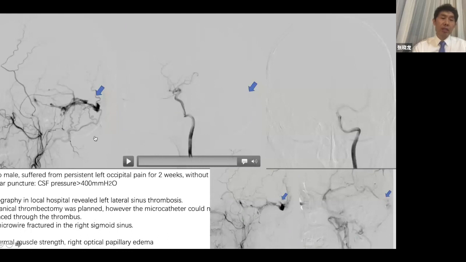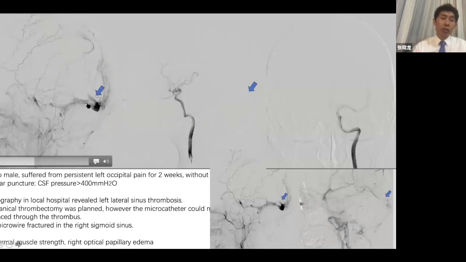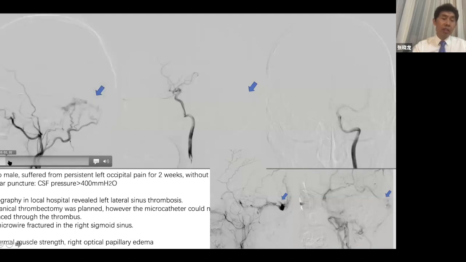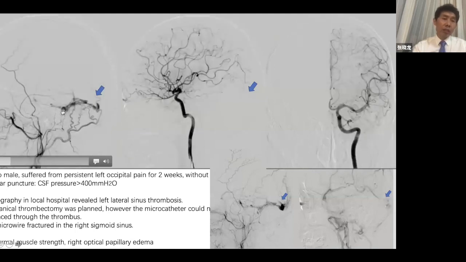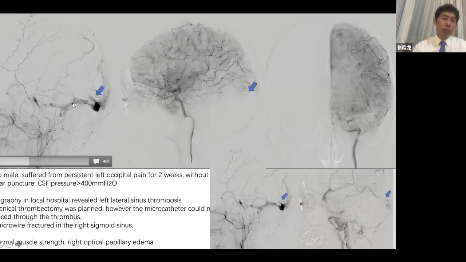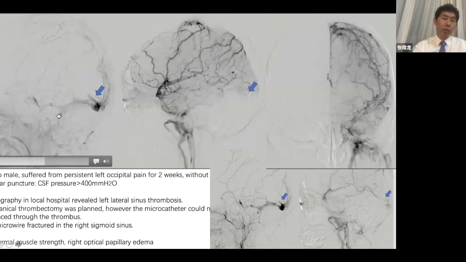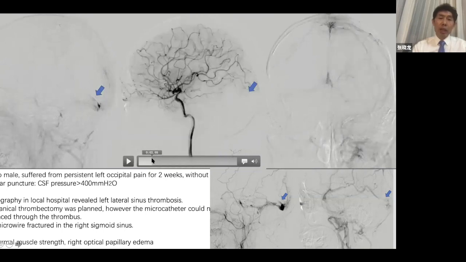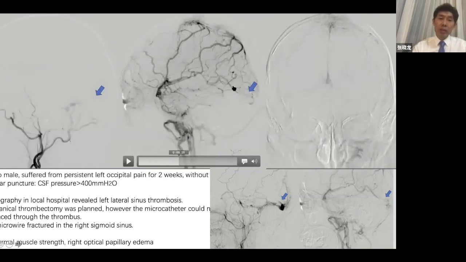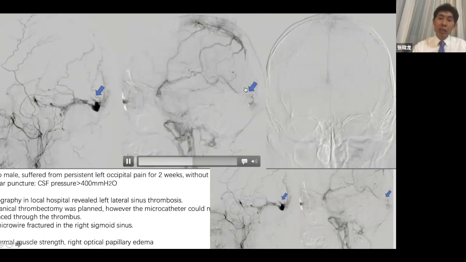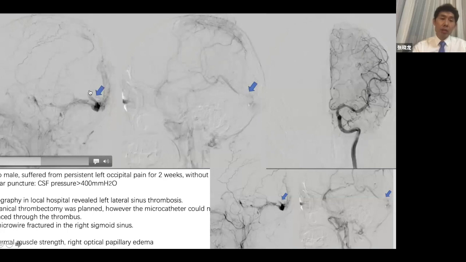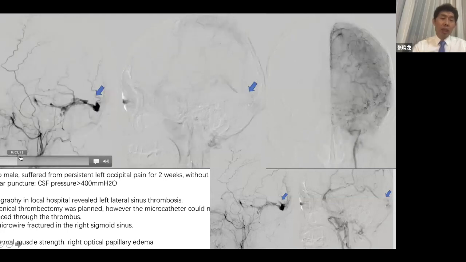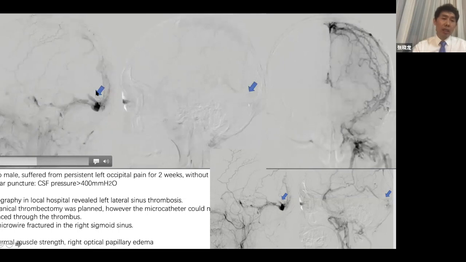A second case is the lateral sinus type. And from the ECA angiography, we can see the proximal part of the transverse and sigmoid sinus was occluded. And from the ICA angiography, we can see that the straight sinus has no function because of the reflux of the ECA fistula.